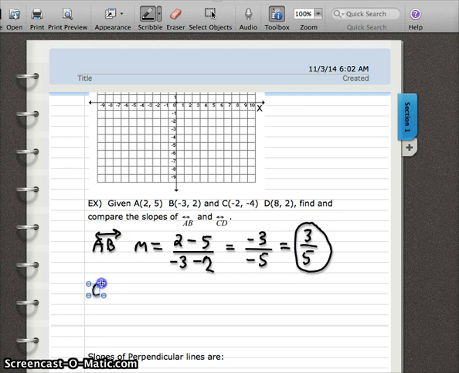Alright, let's look at line CD and find its slope. Again, we'll find the difference in the y coordinates, 2 minus negative 4. Don't forget the negative and the negative symbol here. The subtraction and the negative symbol are different. Include them both. Find your difference in your x coordinates, so 8 minus negative 2.